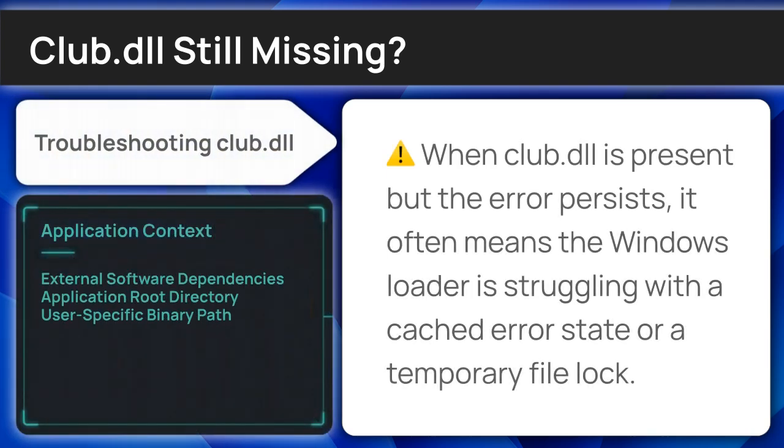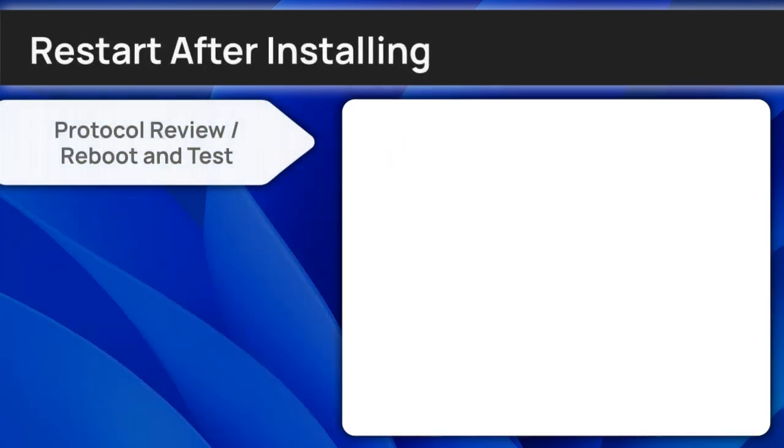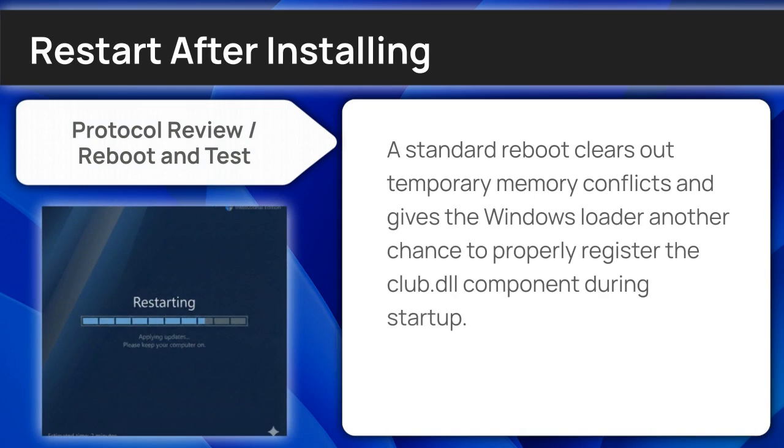Should the file remain missing after a reinstall, we need to ensure that the operating system is forced to re-index its shared library paths. A system reboot is a reliable way to clear away zombie processes that might be interfering with the Club library. It's a low-impact step that ensures your operating system is starting with a synchronized environment.